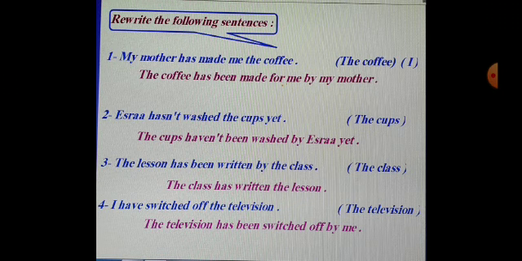Number 2. Isra hasn't washed the cups yet. Begin with the cups. The cups haven't been washed by Isra yet. Number 3. The lesson has been written by the class. Begin with the class. We will change this sentence from passive to active. The class has written the lesson. Number 4. I have switched off the television. Begin with the television. The television has been switched off by me.